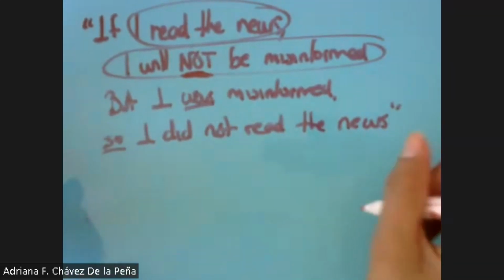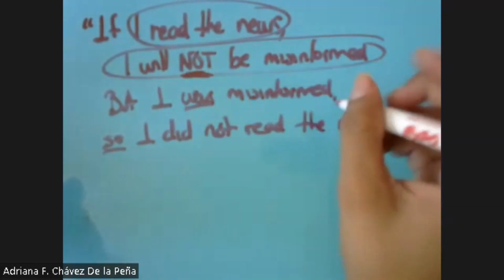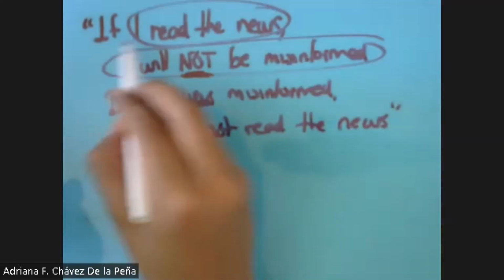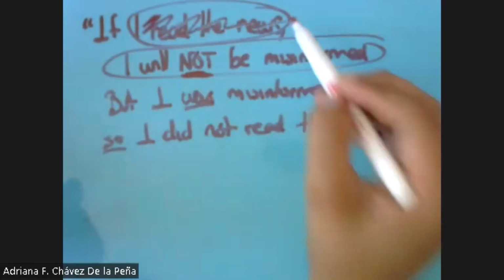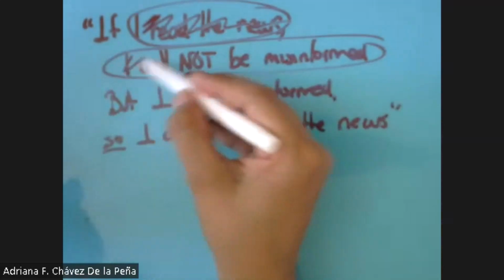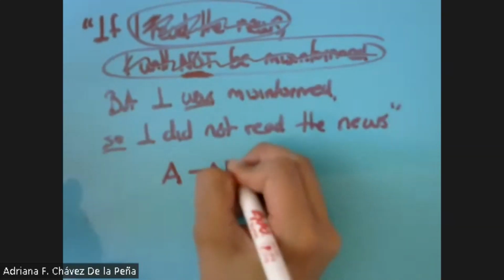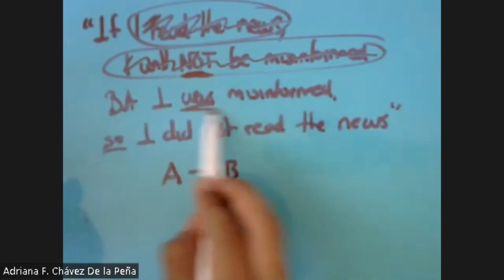I am going to start by ignoring this "not" and keep the core instruction of abstracting the structure that we have here. So if I read the news, whatever this is, if this condition happens, then this consequence will occur. So I have here again, if A, then B.